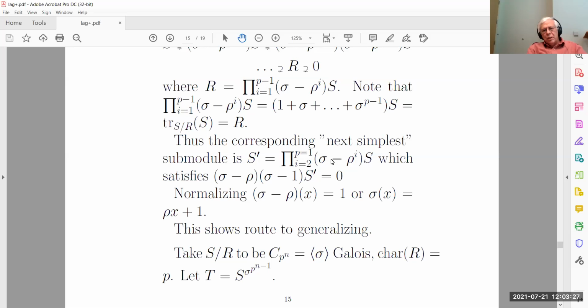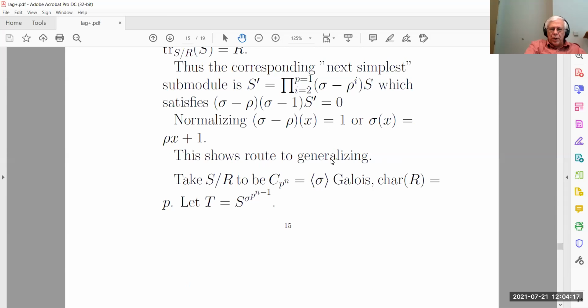It's the submodule S prime such that (sigma minus rho) times (sigma minus 1) S prime is 0. And again, normalizing that (sigma minus rho)(x) equals 1, or sigma of x equals rho x plus 1, which is now, I claim, the natural way to lift this action, because it is the next one up on this tower that's given to you by the factorization of sigma to the p minus 1. So this shows the way to generalize what I've been doing, at least when rho is now going to be the p to the nth root of unity.